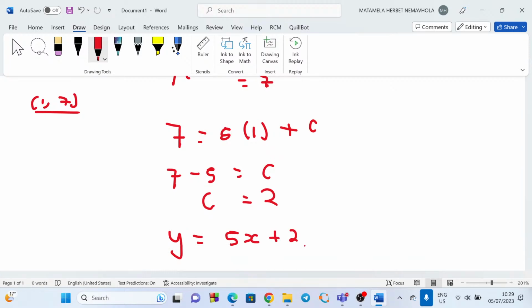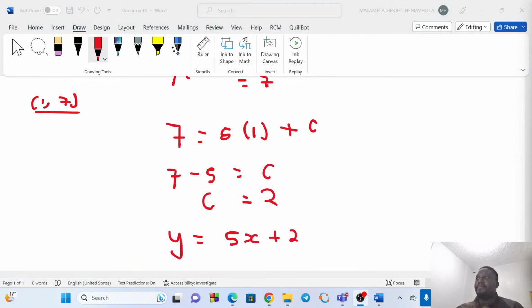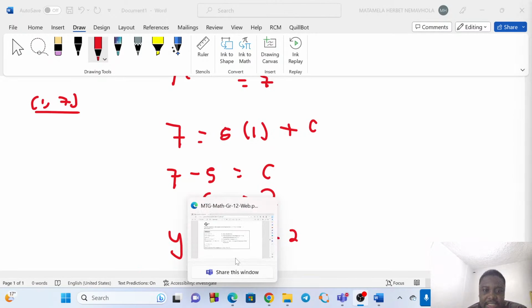Do you see that? Our tangent is going to be y equals 5x plus 2. Do you have any questions? Can you do another example after this one? Yes, we're going to do this one. It was just for demonstration purposes so that you can see.